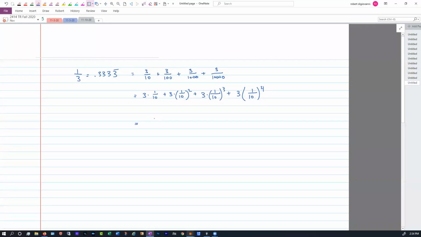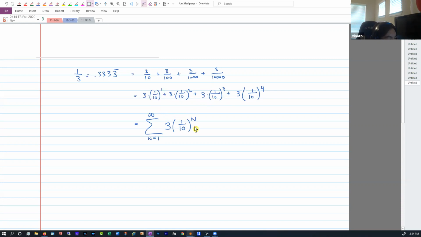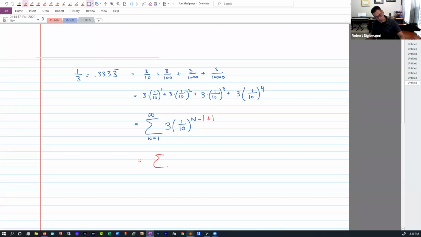Let's rewrite this in sigma notation. I know I've got a 3 for all of those, right? And then I'm going to start at 1/10. What's the power I start at here? 1. So I'm just going to go n. Now, that's not going to work for geometric, right? I'm going to need that to be n minus 1, so I'm going to go ahead and do that right now: n minus 1 plus 1. So what we get is this: the sum from n equals 1 to infinity of 3 times 1/10 to the n minus 1, times 1/10 to the 1.